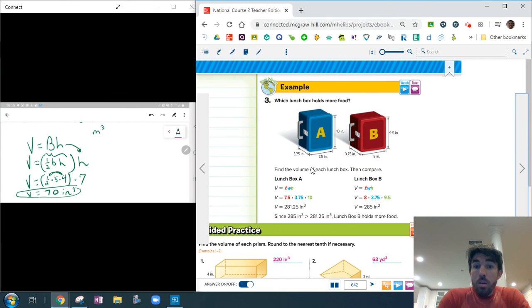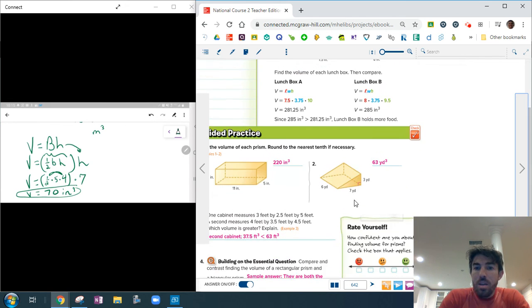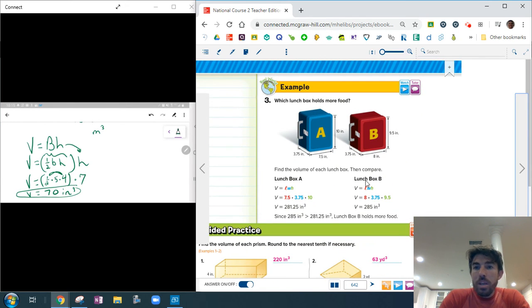All right, here's just a little bit of a problem asking you to apply what you know. So which lunchbox holds more? If it's talking about how much it holds inside, that's a volume concept. So that's telling you right there that you're going to be finding volume. All right, good luck with this, some practice, and you'll be awesome.